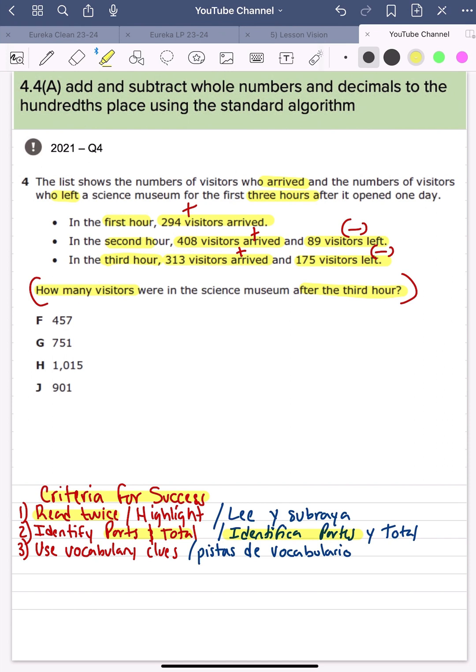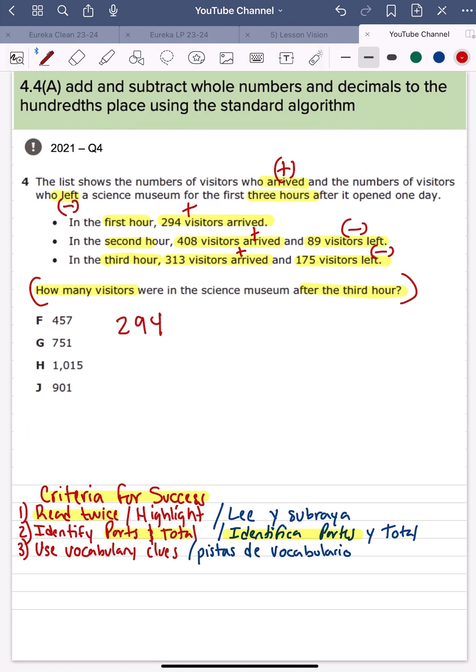And the clues were how visitors arrived, we were adding, and how visitors left, and we were subtracting. So there's so many ways to go around this, boys and girls. Like we talked in class before, there's so many ways to solve when it comes to math problems. I can solve it one way, you guys can solve it a different way. It's just how and where you want to start. For me, I'm gonna start in chronological order. I'm gonna start the same way the story started, which means that in the first hour, I had 294 visitors who arrived, so I have them.